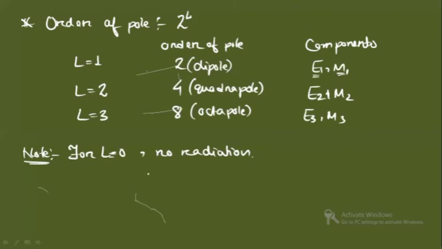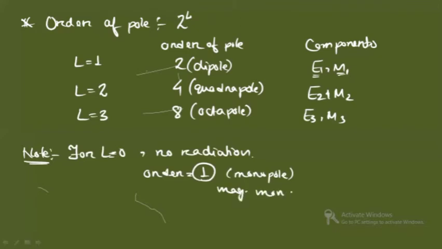Because if you have L equals 0, in that case, the order will be 1. If the order is 1, that means it is a monopole, right? And you know what? Magnetic monopole does not exist. For electromagnetic radiation, you need both the electric and magnetic field. Since magnetic monopole does not exist, and for radiation we need both the electric and magnetic field, this is the reason that for L equals 0, there is no radiation.